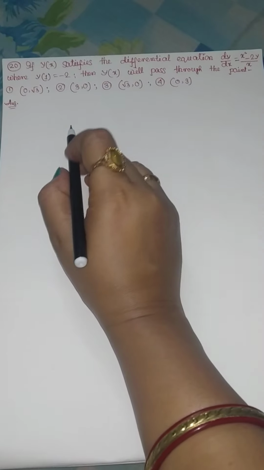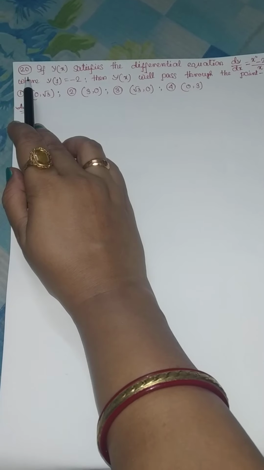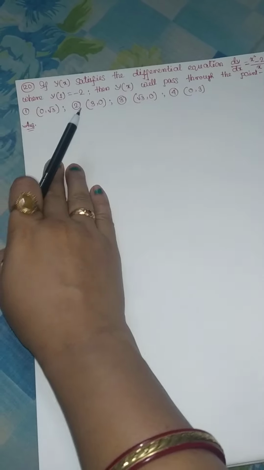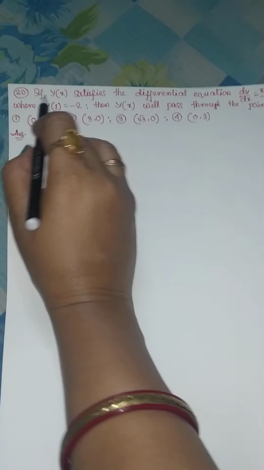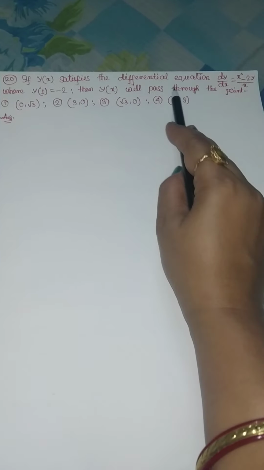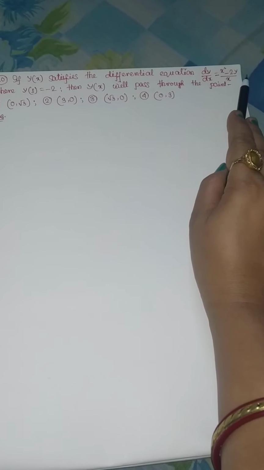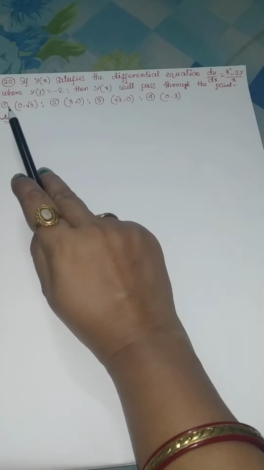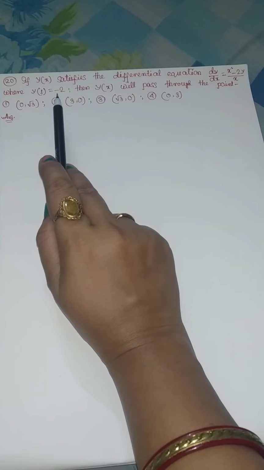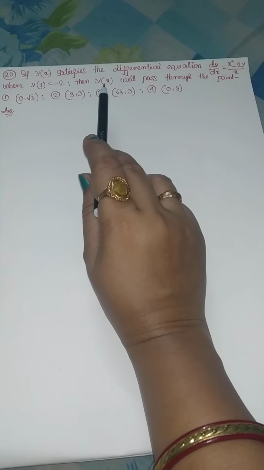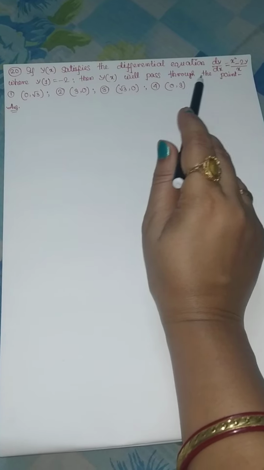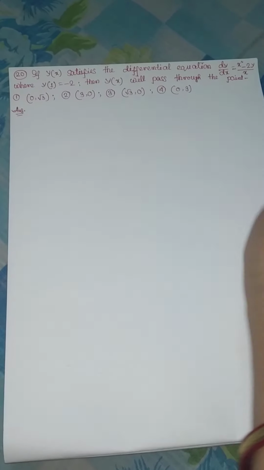12 January 2019, Shift 2, question number 20, memory based JEE Main. If y(x) satisfies the differential equation dy/dx = (x² - 2y)/x, where y(1) = -2, then y(x) passes through the point. Four options are given.